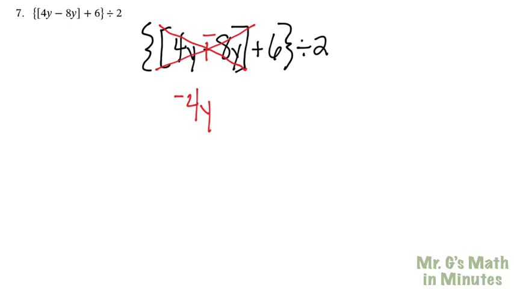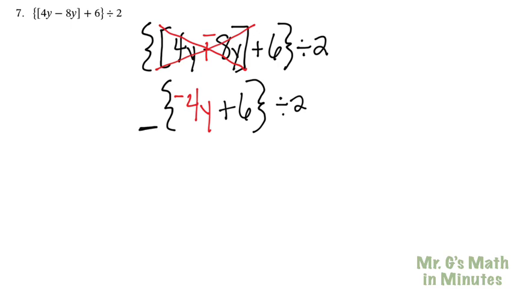We go ahead and copy down everything else. I have my open brace here, I've got a plus 6 on the outside there, closing that brace up right here. And don't forget the dividing by 2 part. So now trying to get rid of these braces, I can't do negative 4 plus 6. I don't have a number on the outside.